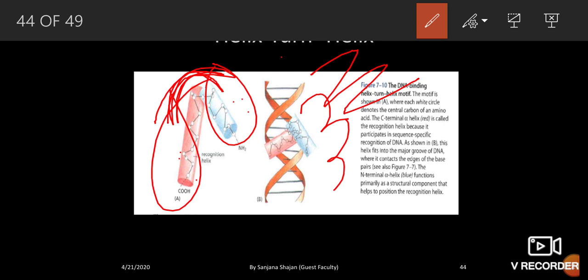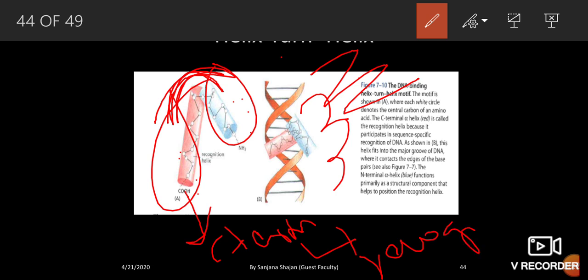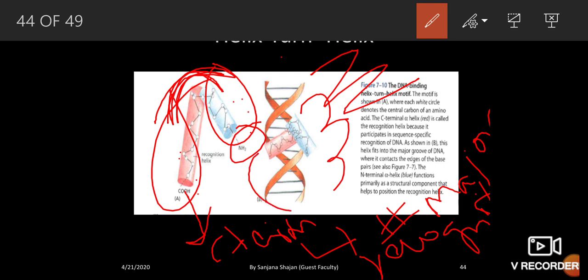You have these two regions, and these two alpha helices are attached at a fixed angle, and you have the C terminal. The C terminal forms the recognition site, and it will go and bind to the major groove. Whereas the N terminal will go and bind to the minor groove.